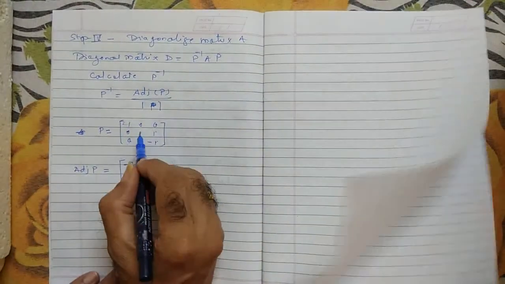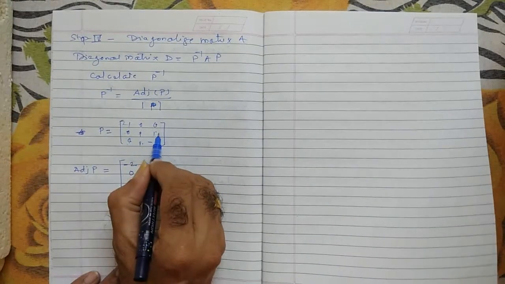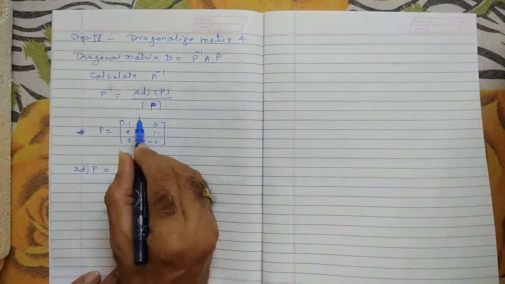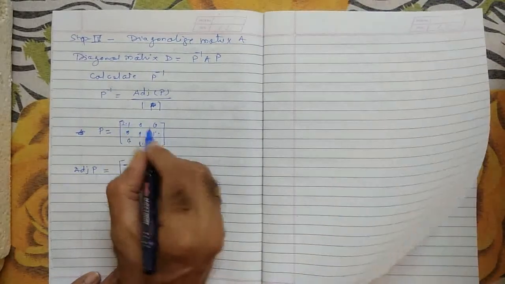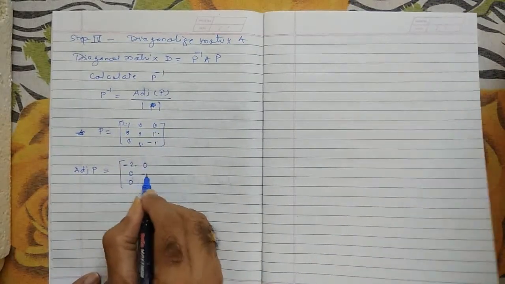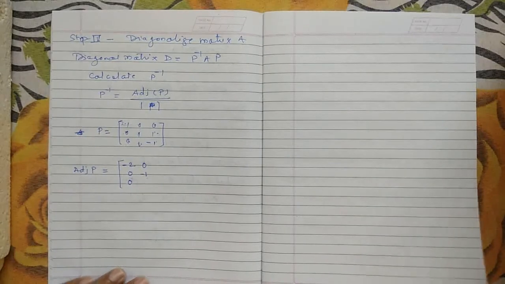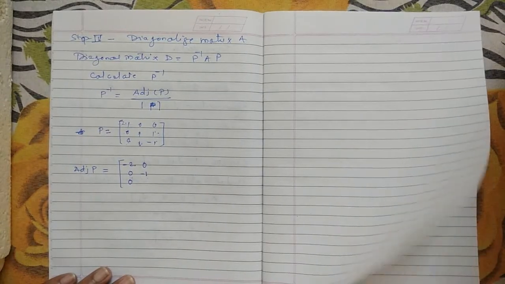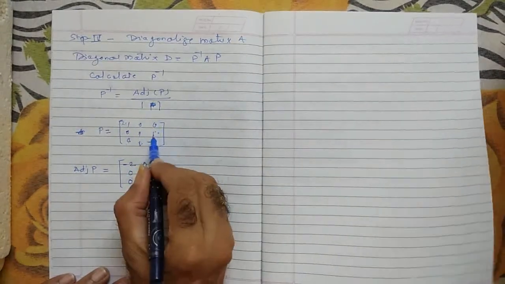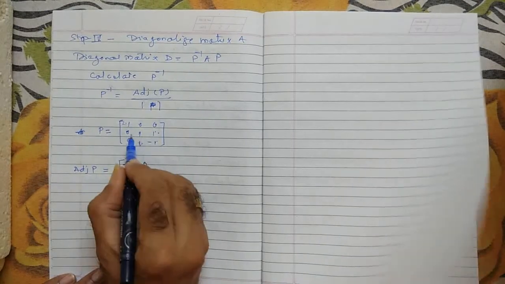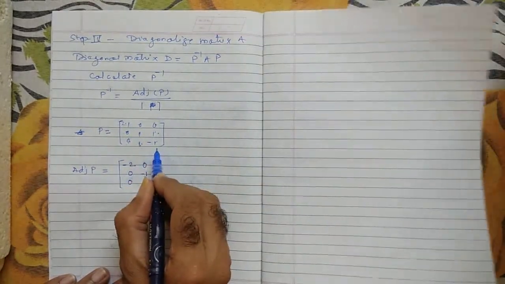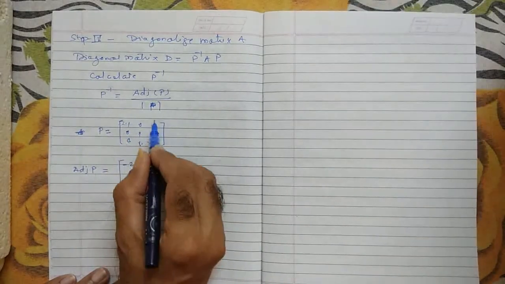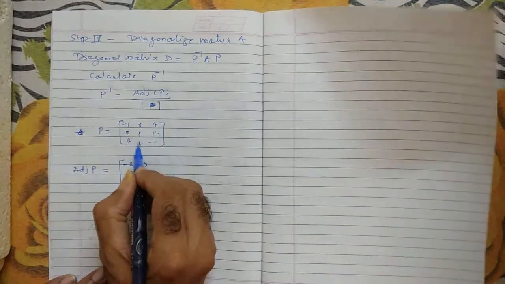Now for this one, you have to omit the second row and the second column. So minus 1 into 1, so this becomes minus 1, and 0 into 0. So this becomes minus 1. Now here, we have to omit the second row and the third column. So 1 into 1, that is 1, and 0 into 1.